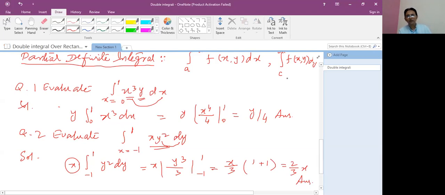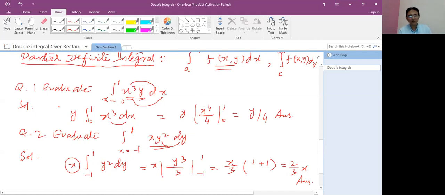So there are two applications of partial definite integral. If the function depends on two variables, and you integrate with respect to x, keeping y fixed, we write y before the integral sign, and you integrate with respect to x only. This type of integral is called partial definite integral.